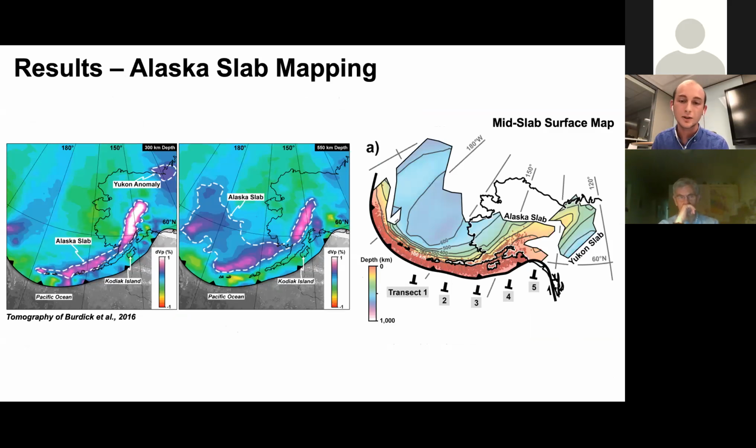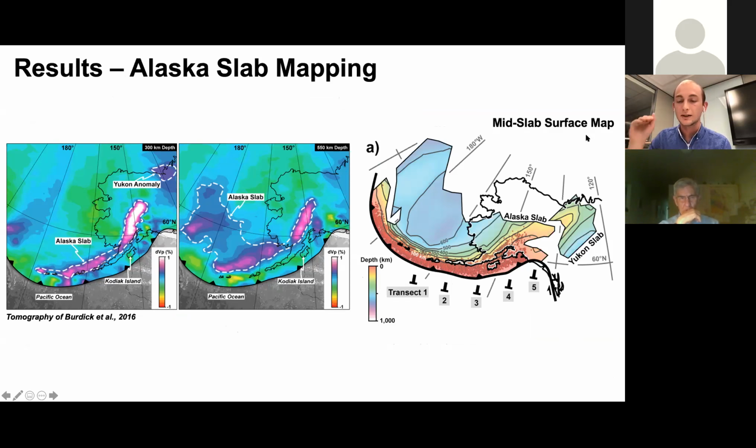But I got a little bit ahead of myself. Before we can unfold these slabs, we first have to know where they are and what these slab geometries look like. So to do that, we developed and mapped these slabs in 3 dimensions with what we're calling a mid-slab surface.